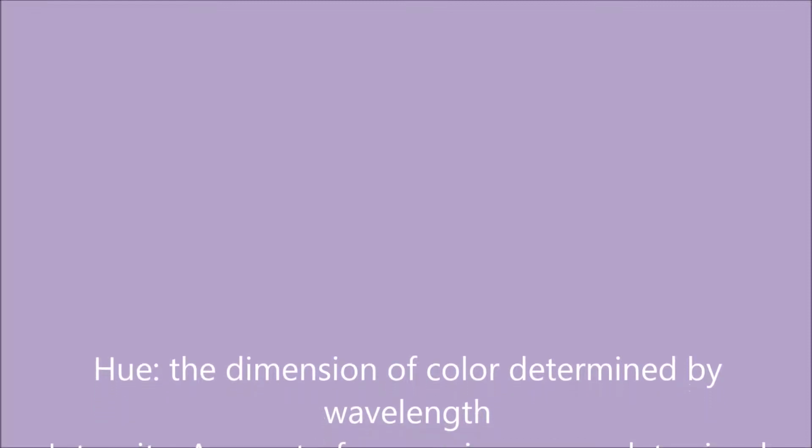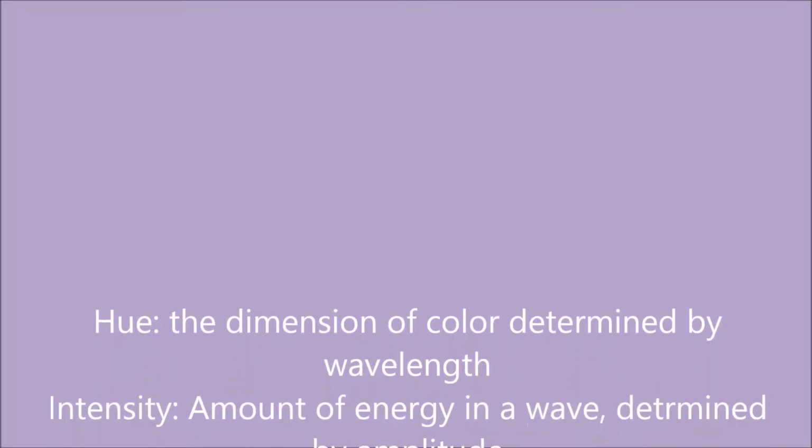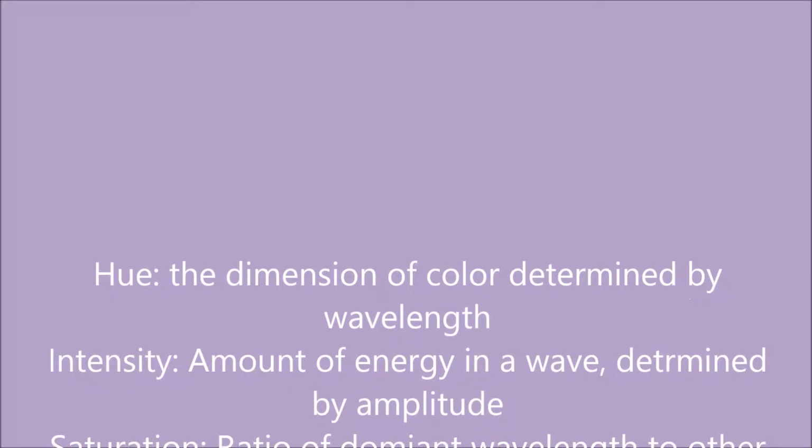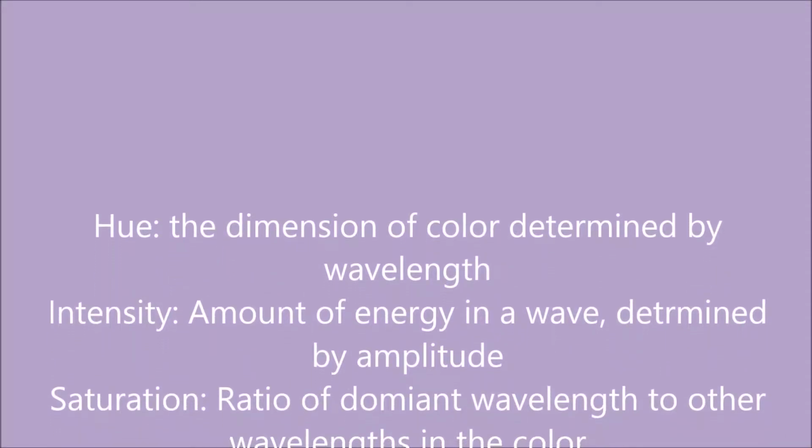Hue, the dimension of color determined by wavelength. Short wavelengths are perceived as bluish colors. Long wavelengths are perceived as reddish colors. The different wavelengths of light result in different colors.